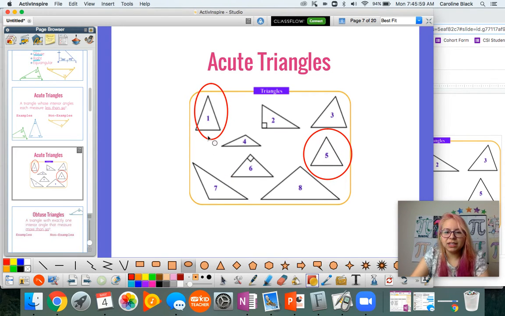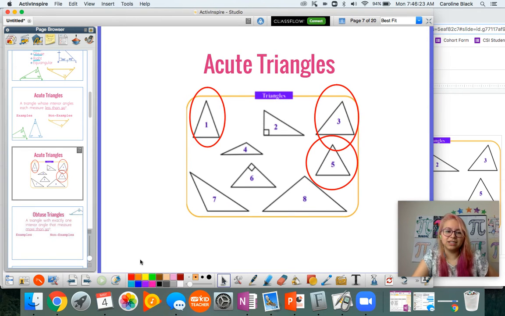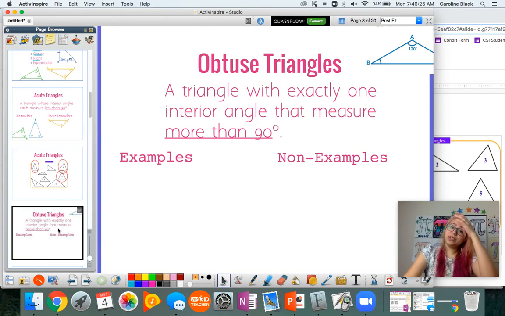And then let's see what other triangle has all of those angles that are less than 90. Okay, I can look at 7. 7 is definitely wider than 90 degrees. It's definitely wider. You should have chosen number 3. Okay, whoops. All right.